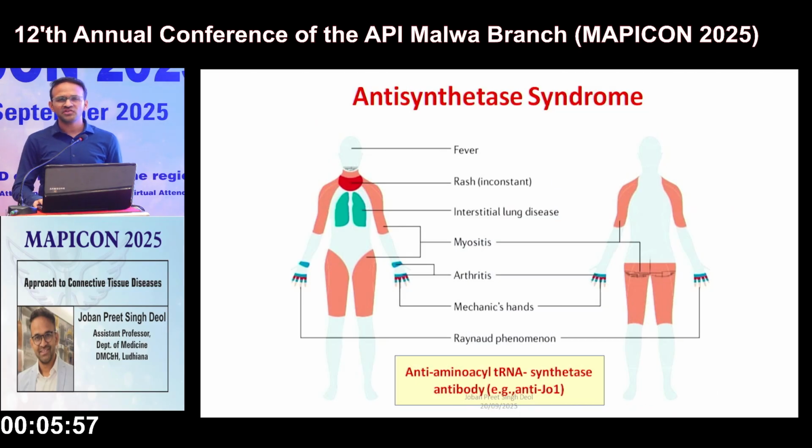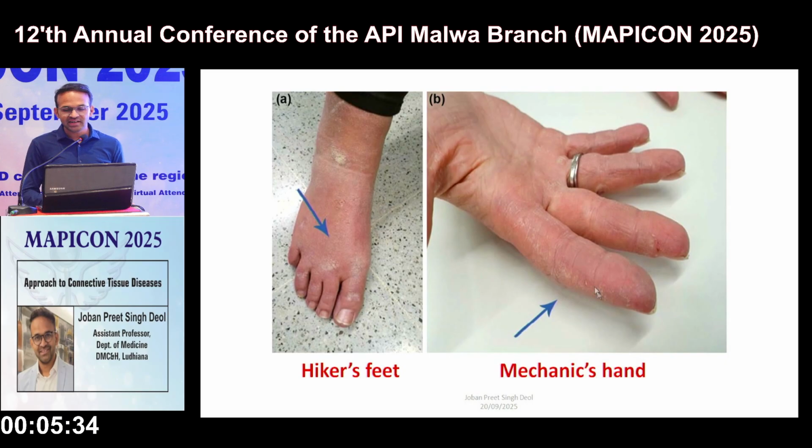Now another entity, which I would say is not a very old entity, anti-synthetase syndrome. So this condition should be considered if a patient has a complex of fever, interstitial lung disease, myositis, arthritis and Raynaud's. But what is mandatory is the presence of amino-acyl tRNA synthetase antibodies, most common being anti-Jo-1 antibody. And this is again a very classical finding seen in patients with anti-synthetase syndrome.